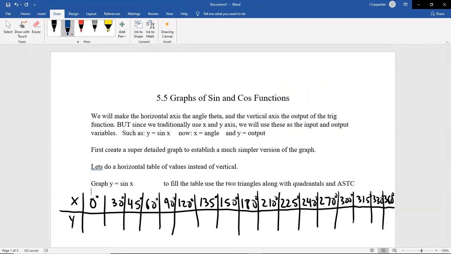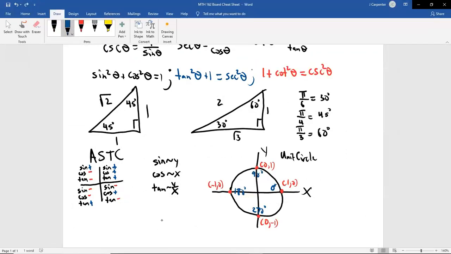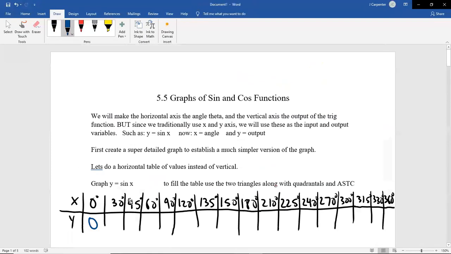And I'm going to do the answers in blue. So again, this was a quadrantal. I went to the unit circle. I used the fact that sine is the y coordinate on the unit circle. The y coordinate at 0 degrees is 0, so the sine of 0 degrees is 0.